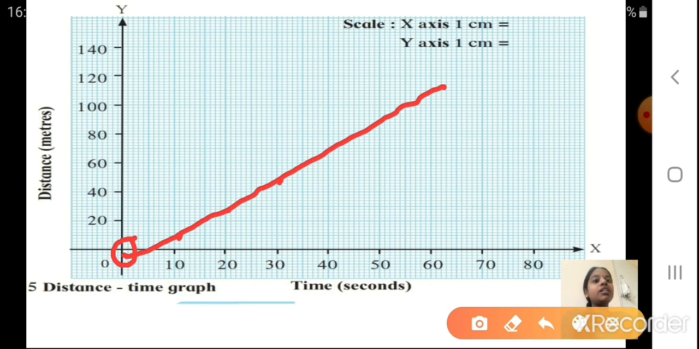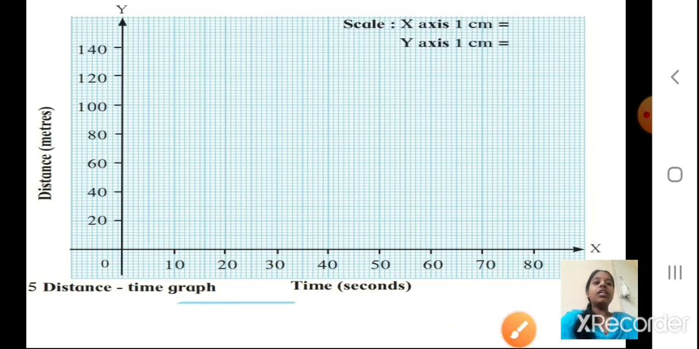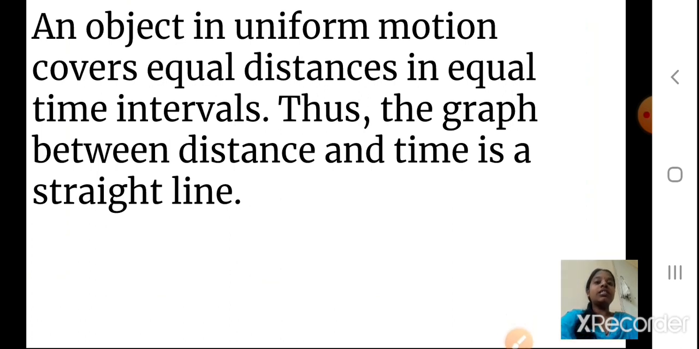Did you understand, students? The scale you will also write according to this: on the x-axis 1 centimeter is equal to 10 seconds and on the y-axis 1 centimeter is equal to 20 meters. Try to plot this graph at home and find the nature of the graph. It is given in your text. Before the next graph, let us see the statement: an object in uniform motion covers equal distances in equal time intervals. Thus, the graph between distance and time is a straight line. That is what I told you before. We'll move on to the next one.